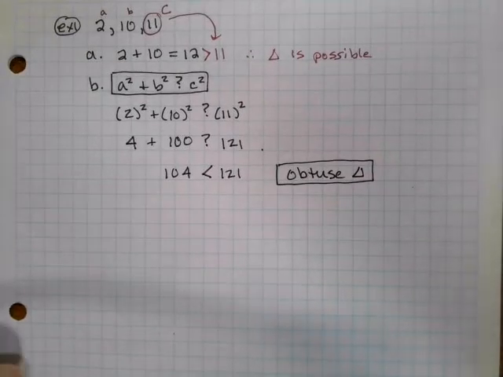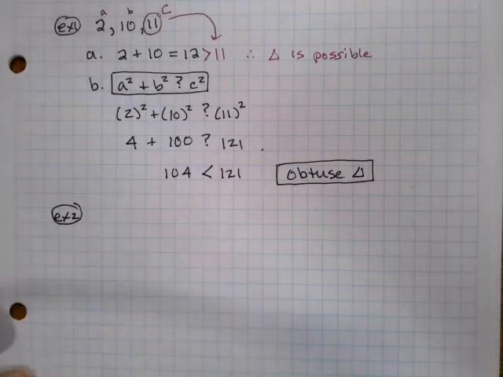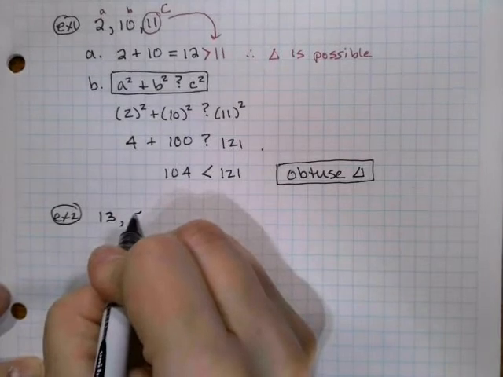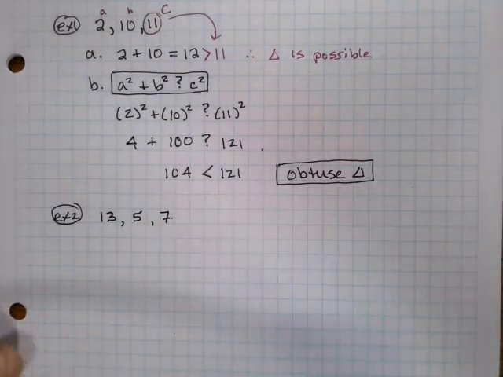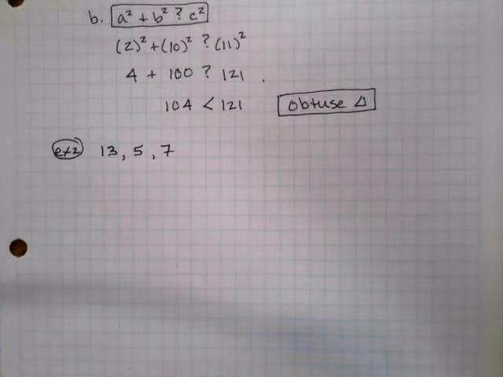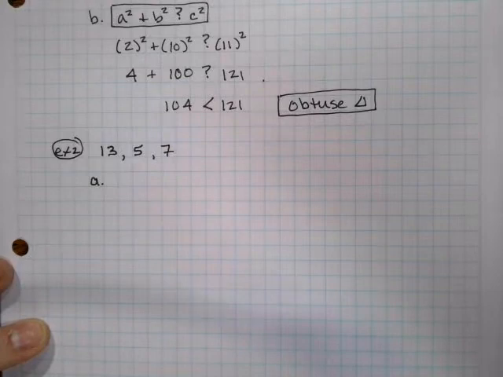All right, let's do another example. Example 2. You're given a triangle with side lengths 13, 5, and 7, and you need to determine what type of triangle it is by the side lengths. So first thing you're going to do is determine if a triangle is possible at all.